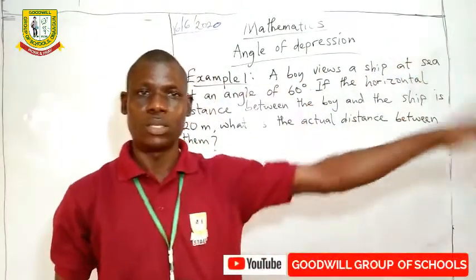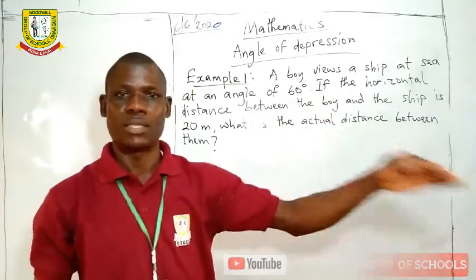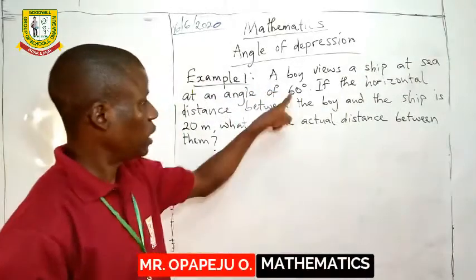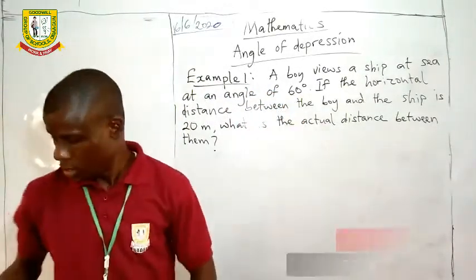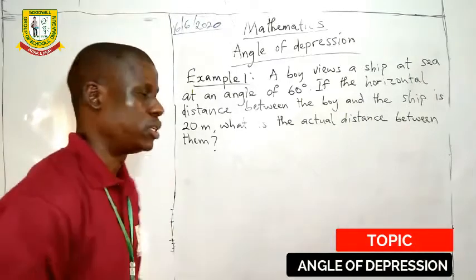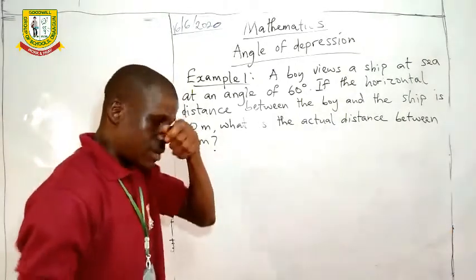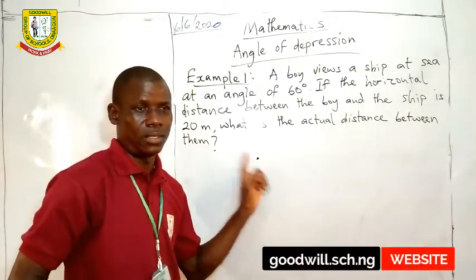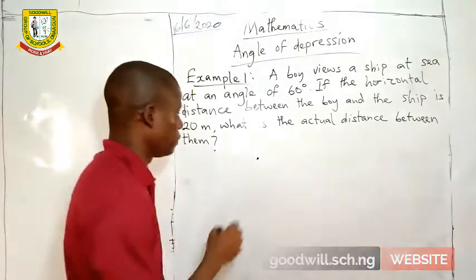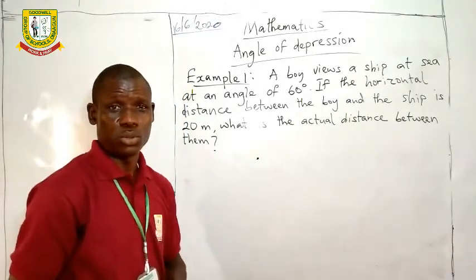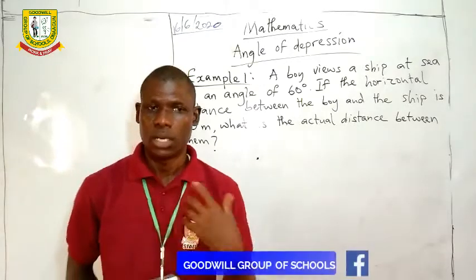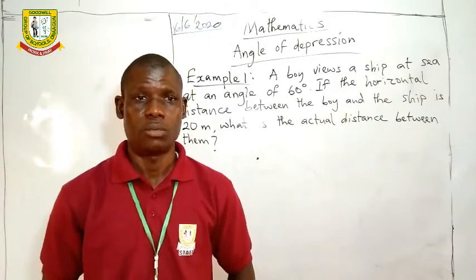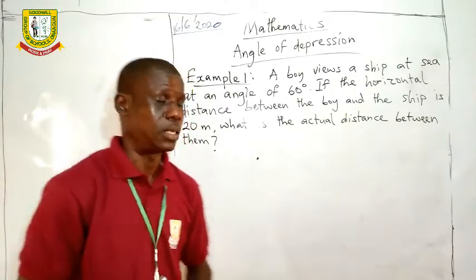The ship is on the sea. Definitely that is below the eye level of the boy, who is the viewer. So the angle we are given here is definitely the angle of depression. Now, I need you to take a closer look at this. It is always advisable to draw a diagram, and you having a correct diagram helps a lot in being able to get the correct answer at the end of the day.